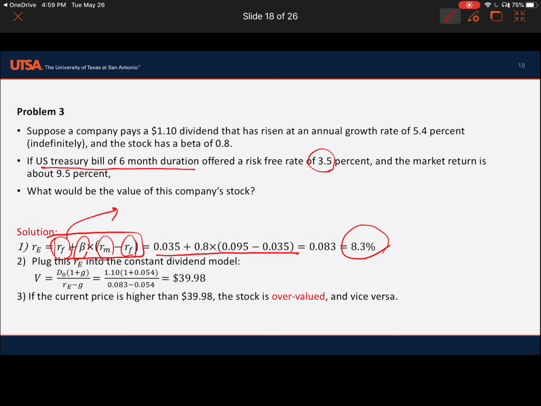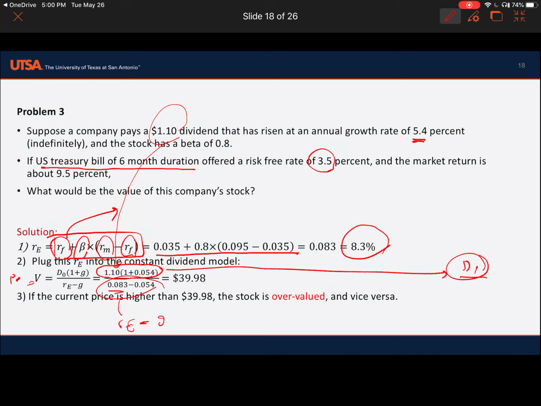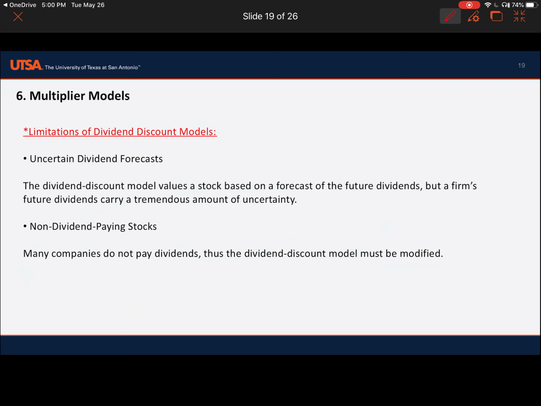So how can we find the price of stock at time 0? We know this is P0. We know the dividend paid at time 0, which is 1.10, multiplied by 1 plus the growth rate, which is 5.4%. You find the dividend D1 over return on equity minus growth rate. The return on equity we just calculated is 8.3%. That equals 0.083 minus the growth rate, 0.054. And we find the value of the stock at time 0 is 39.98. So if the current price is higher than 39.98, the stock is overvalued, and vice versa.